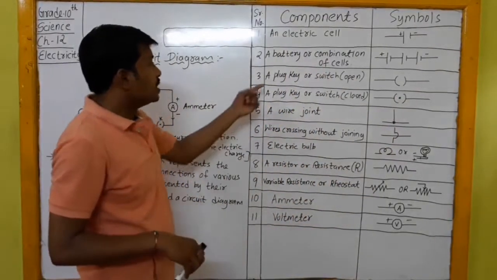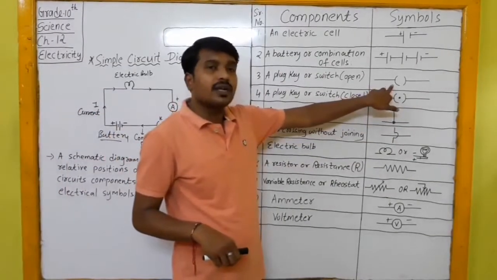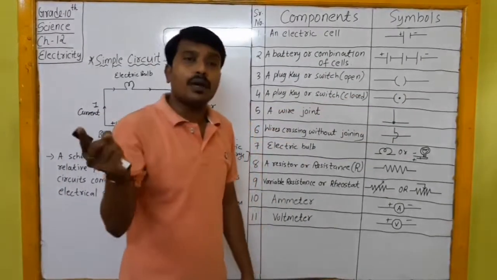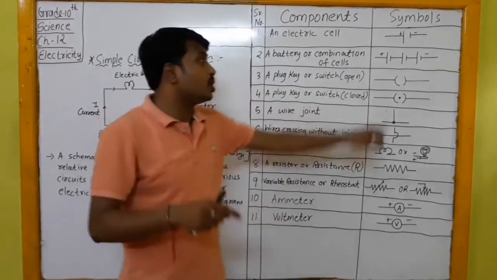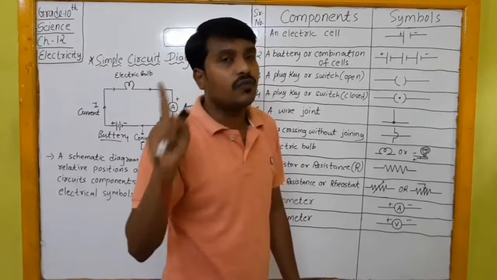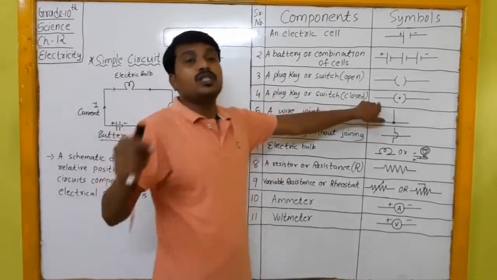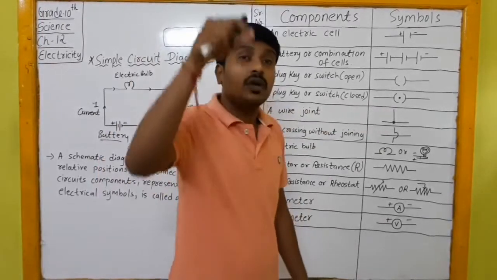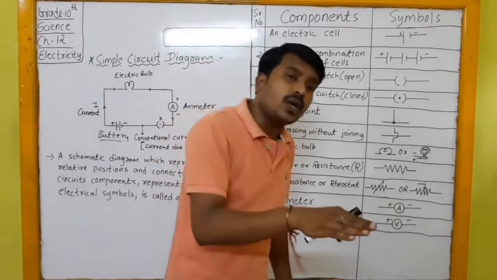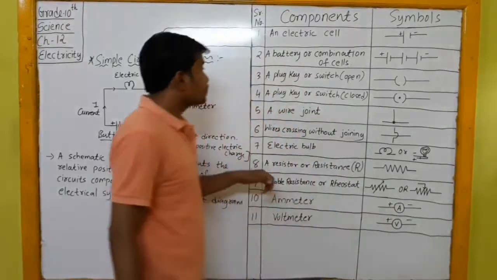Now this is the plug key, as I told you in this topic. If you are using this symbol for the key, that means your key is open, so your circuit is also open. That means no current will flow in the circuit. Suppose you are using this symbol for the plug key, that means your key is closed. So if your key is closed, your circuit will be closed and the current will start flowing in the circuit.